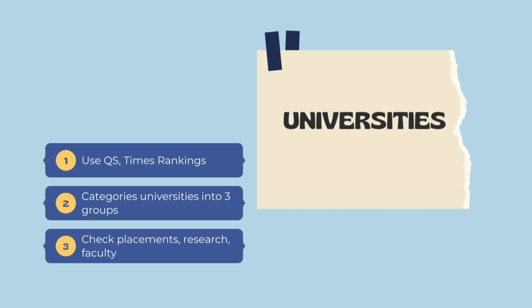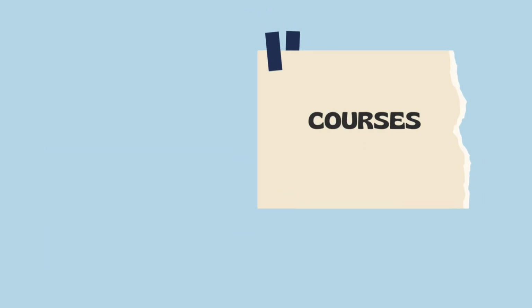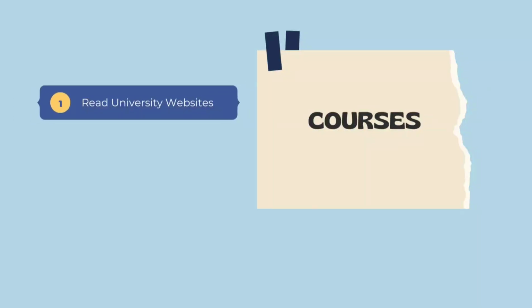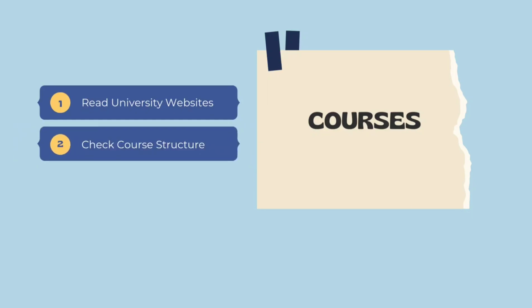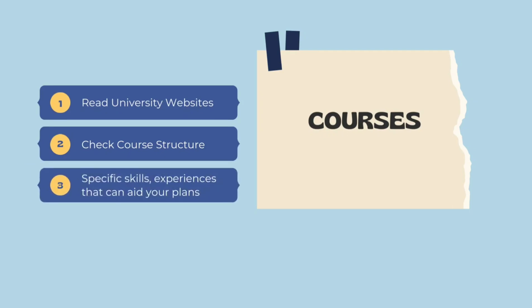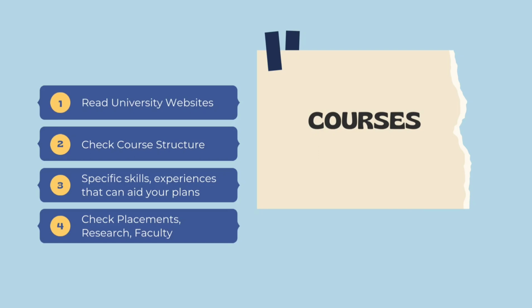The second method of course selection would be to shortlist, giving priority to course structure, skills, and knowledge. Read university websites to find out more about the course structure and understand if there is any element of the course, any specific module, any particular element, say data analysis, dissertations, or internships that you are interested in, any specific skills or knowledge or experience that can aid you in your plans. These universities may not always be top on ranking, but can offer you exactly what you want. Also, make sure to check the placements, faculty, and research of these universities to get more details before you make a decision.